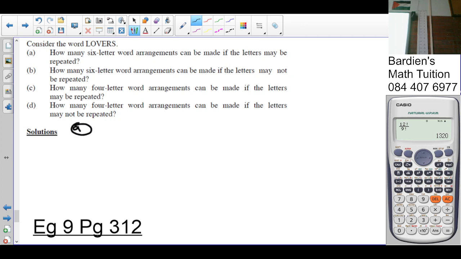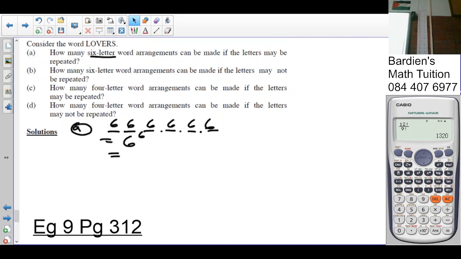So how many options do I have here? Well, how many bits would I draw? Since it's 6 letters, 6 bits. Letters may be repeated, so I have 6 letters to choose from: 6, 6, 6, 6, 6, 6. So that is 6 to the exponent 6, which is simply 46,656.